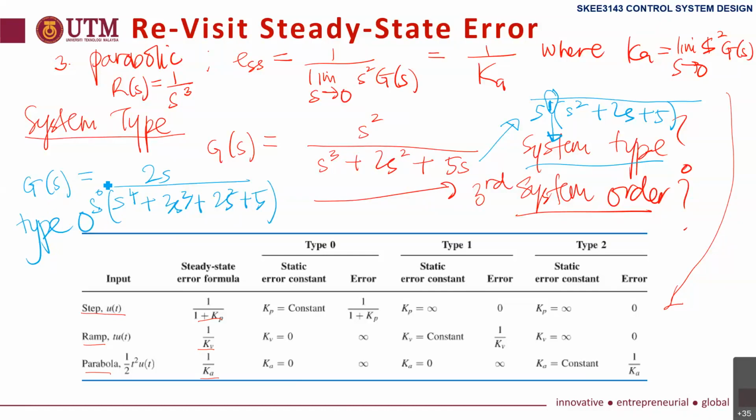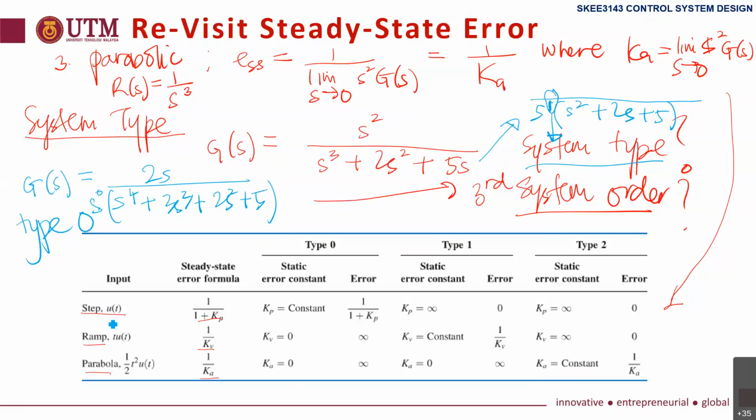I'm not sure whether you know or not. You did not respond, only one responded. But you have to know system type. I'm sure Dr. Herman has taught you system type. This is common general knowledge. Why do we want to look into system type? Because besides the input, the error also depends on the system type.